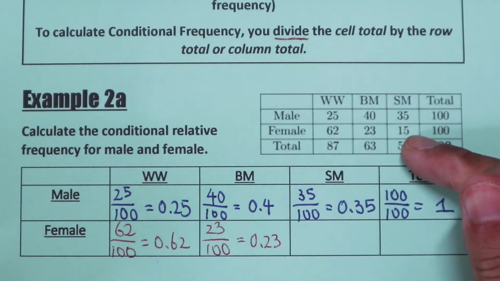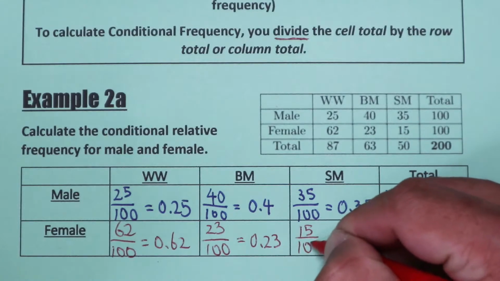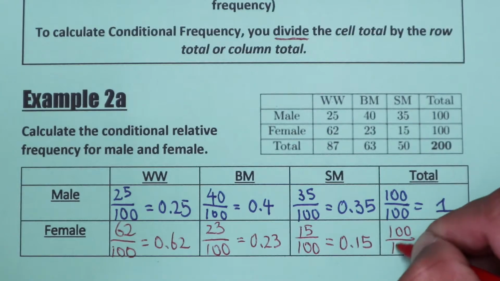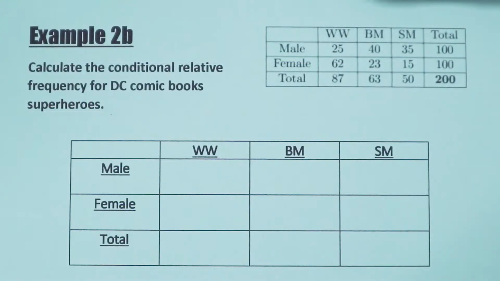And then finally 15 females who like Superman. So you have 15 divided by 100 female, which is 0.15. And of course, the 100 female total, over 100 of them, so the total is just 1. And that's the conditional relative frequencies for male and female. In example 2b, very similar. This time you're going to calculate the conditional relative frequency for DC comic book superheroes.